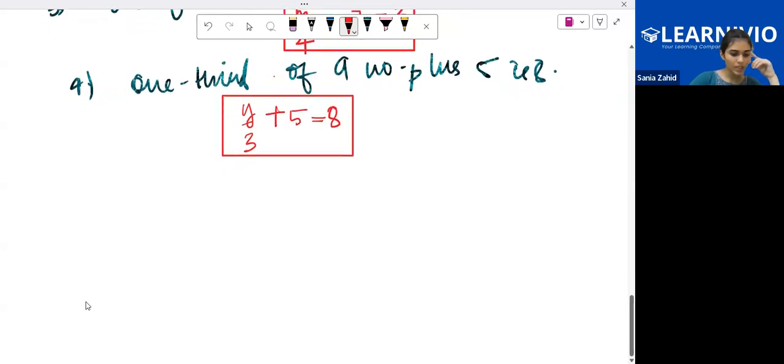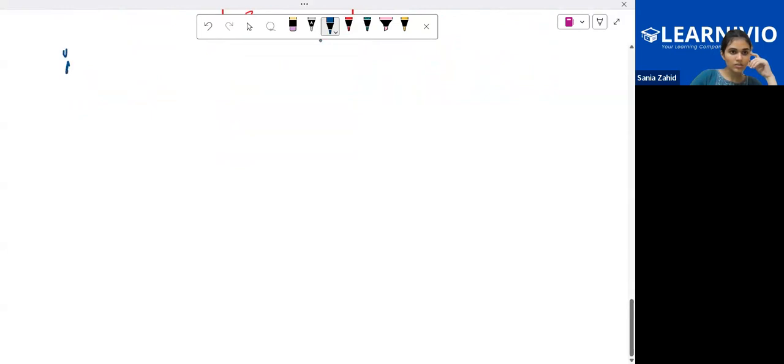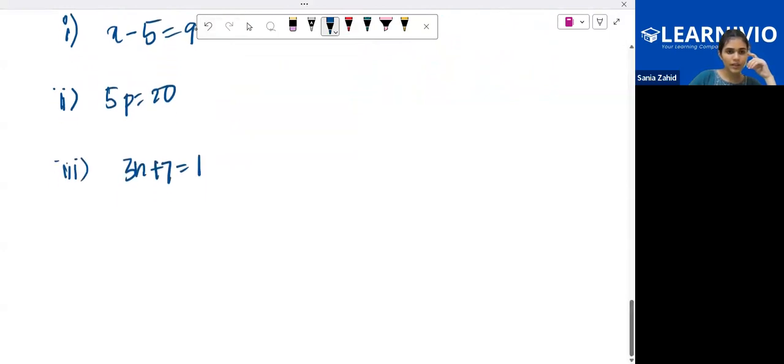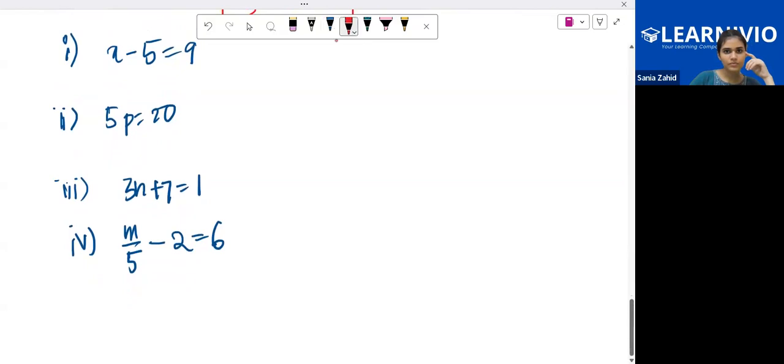Now we shall be moving ahead. I will give you equations. You have to convert them into statements. The first is x minus 5 gives you 9. The second is 5p gives you 20. The third is 3n plus 7 gives you 1. And the fourth is m by 5 minus 2 gives you 6.